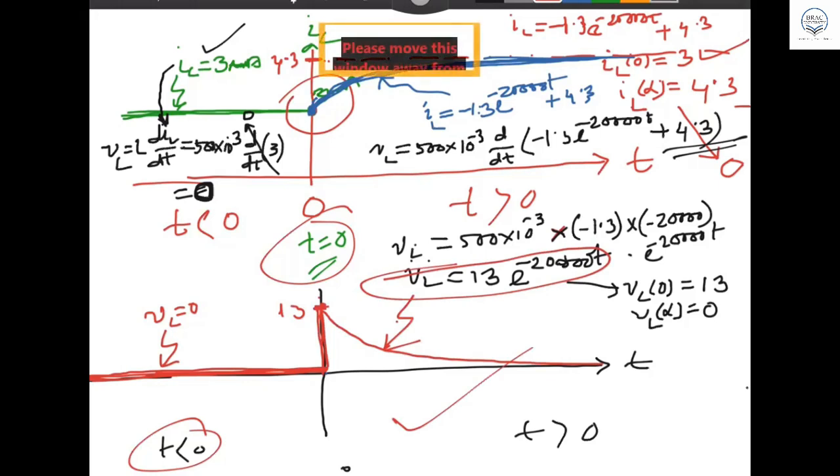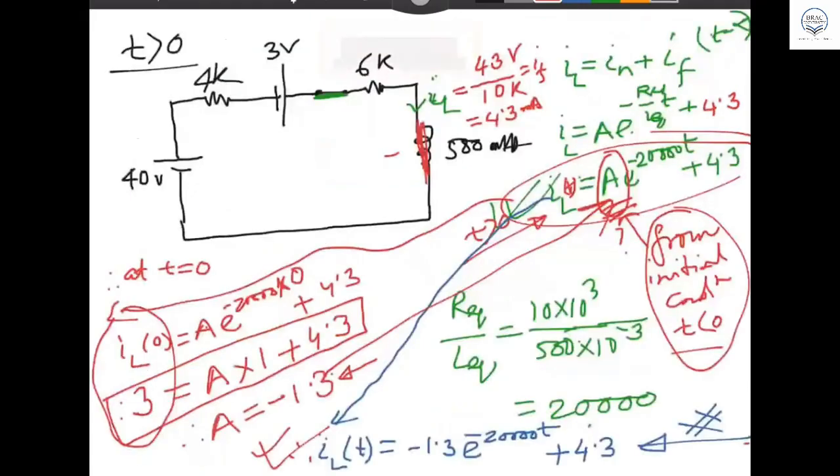Or any question? Sir, I have one question, sir. Please. Yes, sir. Last class we derived an equation for VL equal to E naught e to the power minus R by LT. Sir, can we directly use that? You can directly use that, but in that case you have to combine them together.